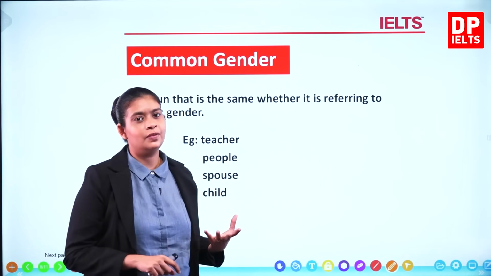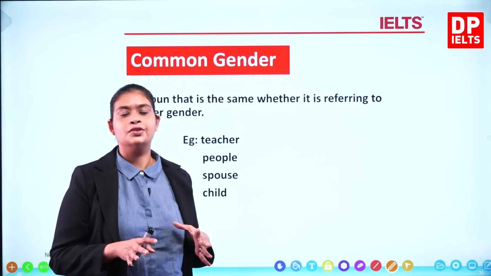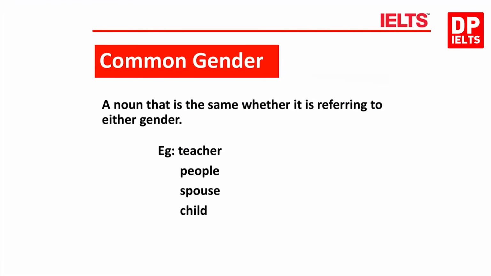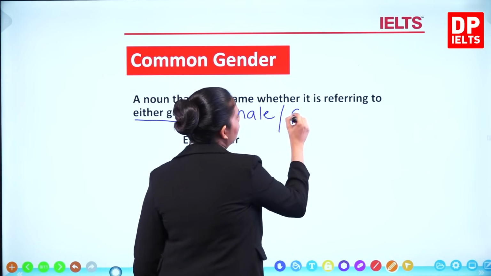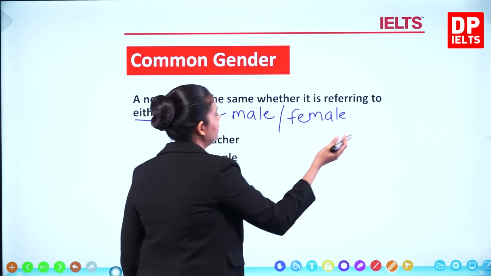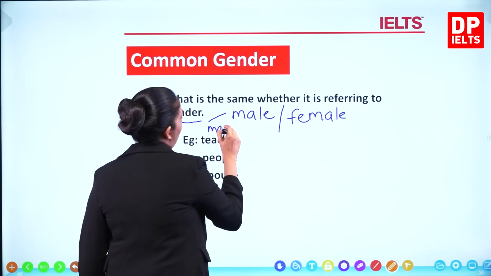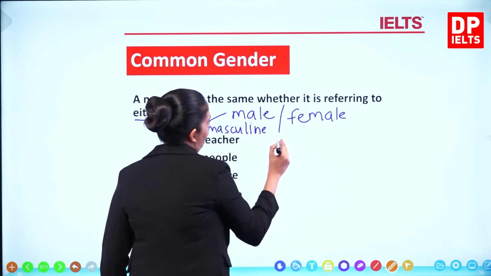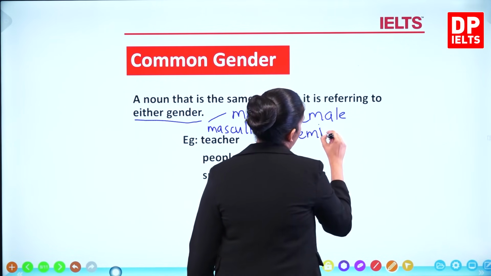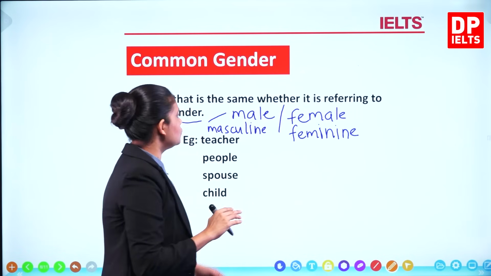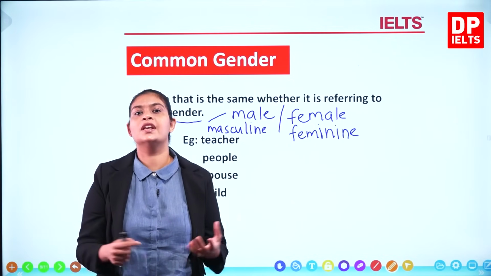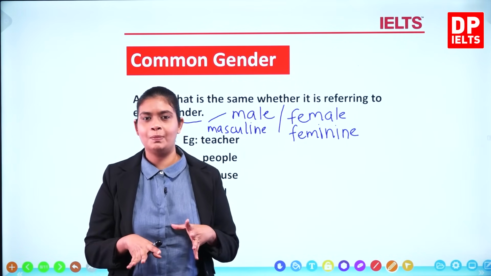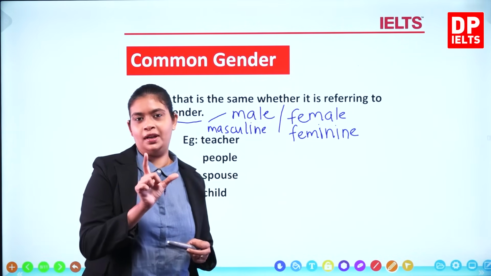Now, we're going to have a look at something called words that belong to a common gender, right? A noun that is the same whether it is referring to either gender, okay? So it could be male or it could be female. Male, female, masculine, okay? The words are masculine and feminine. Right? So, words that belong to either of these categories or are both of these categories is known as a common gender noun. දැන් සමහරක් නාමපද තියෙනවා අපිට ඒ වචනේ ගත්තාම එක්ක ගෑනු වෙන්නත් පුළුවන් එක්ක පිරිමි වෙන්නත් පුළුවන්.